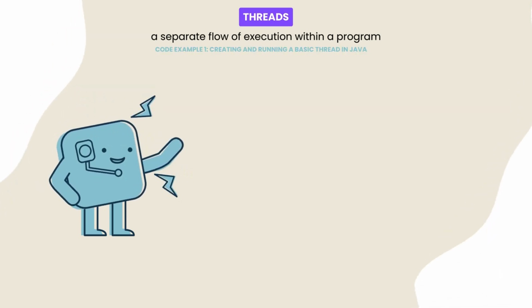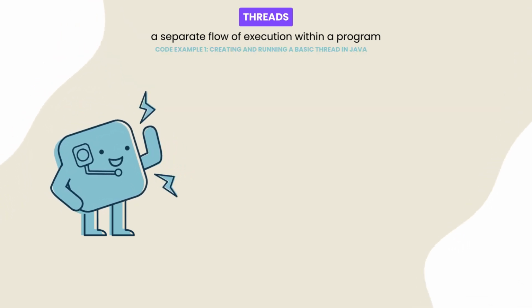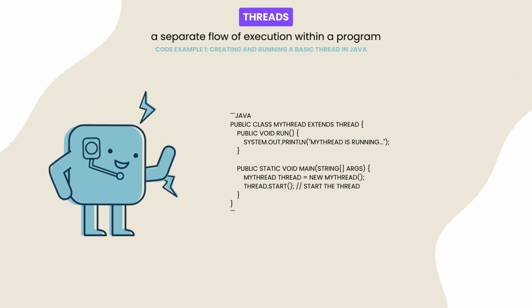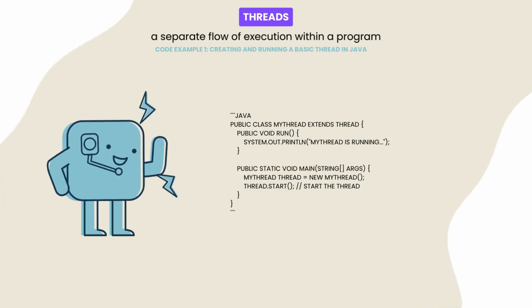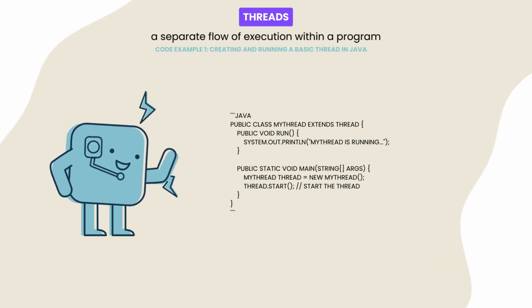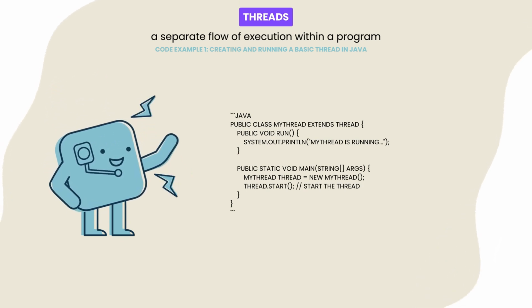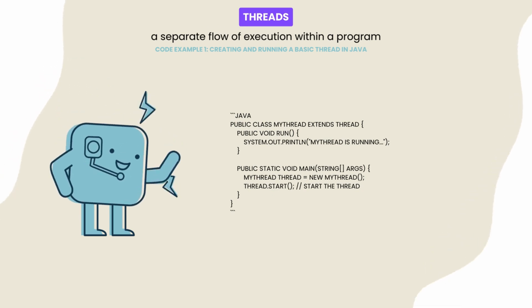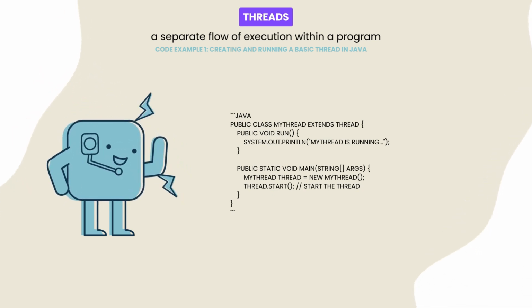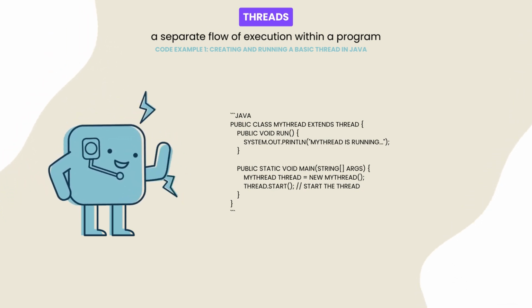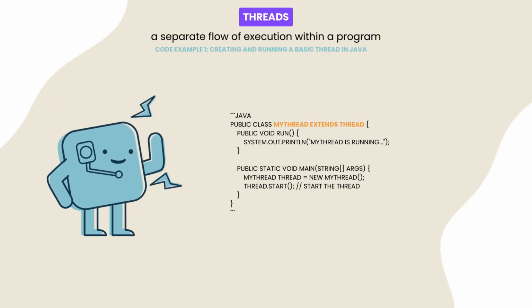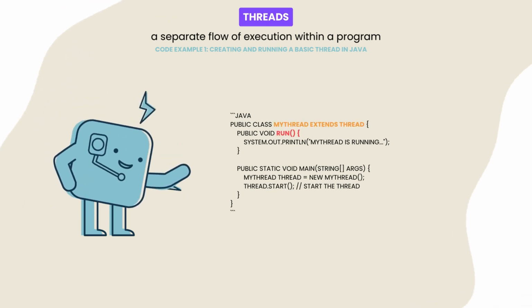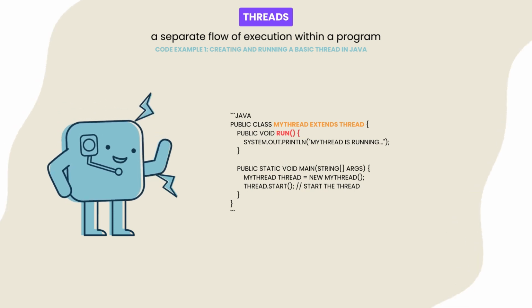Code example 1, creating and running a basic thread in Java. public class MyThread extends Thread { public void run() { System.out.println("MyThread is running"); } public static void main(String[] args) { MyThread myThread = new MyThread(); myThread.start(); // start the thread } } Here, we've created a simple thread by extending the Thread class and overriding the run method. Then, we've instantiated and started the thread.